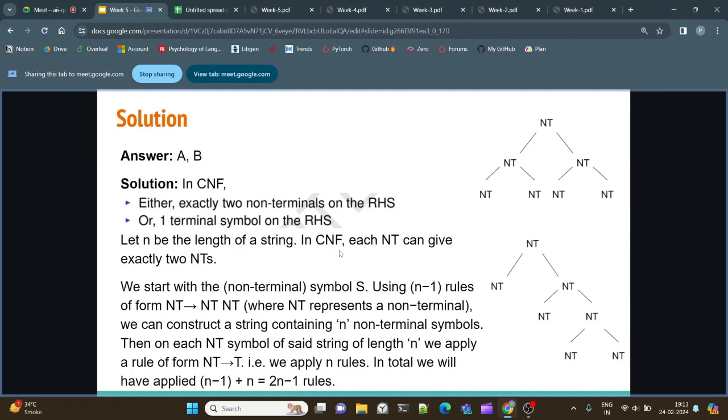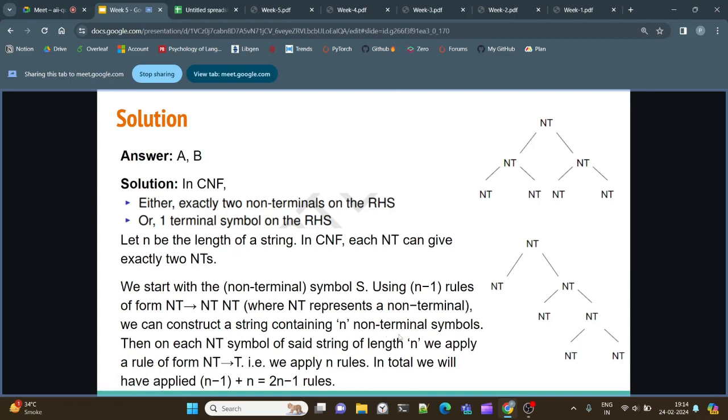In a context-free grammar, one very important thing, just to reiterate, is that each non-terminal can give exactly two non-terminals, or there could be other cases where we have one terminal symbol. These are the only two possibilities. Now, say we start with S, a non-terminal symbol. From that, we can use n minus 1 rules of the form non-terminal to non-terminal non-terminal, and from this we obtain a total of n non-terminal symbols.